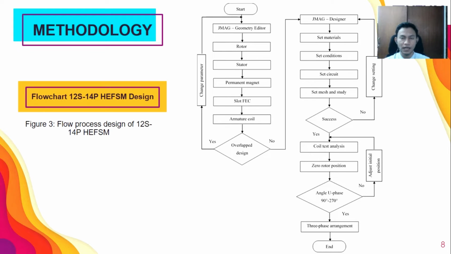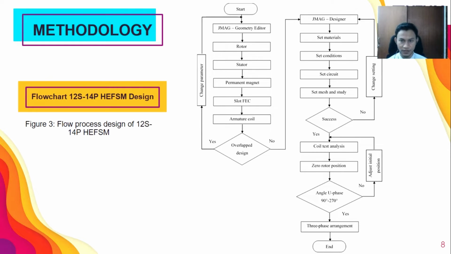This part is how to design the motor of the 12 slot 14 pole HFSM design. First, we use the geometry editor to design the rotor, stator, permanent magnet, and slot FEC. And the last one is the armature coil. If from the design there is an overlap design, we need to change the parameter. If there is no overlap design, we proceed to JMAG Designer, where we set the materials, condition, circuit, and lastly set the mesh and study.